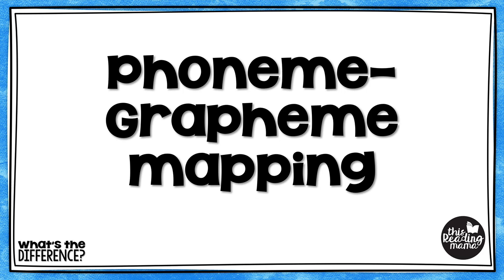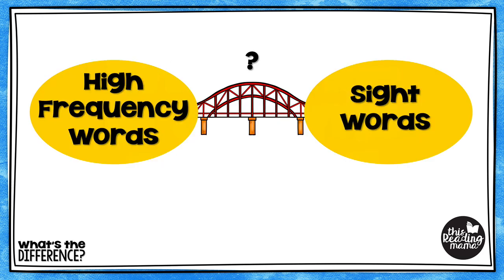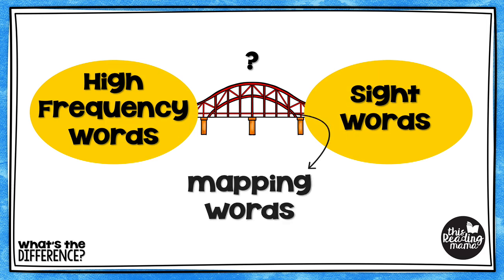Now, remember in our last video, we asked the question, how do we get high-frequency words stored in long-term memory so they become sight words or they become automatic? What is the bridge? Well, I would argue it's mapping words, not memorizing words. One of our goals with word recognition is that words, not just high-frequency words, mind you, but all words get stored in long-term memory so they can be recognized automatically for future retrieval. So mapping words can help our beginning and our struggling readers do just this.